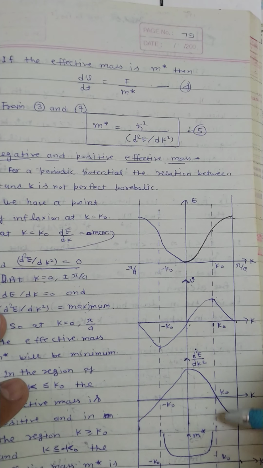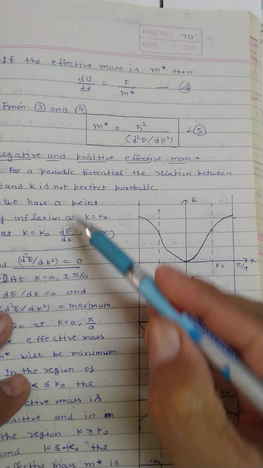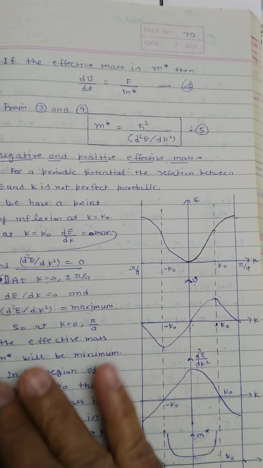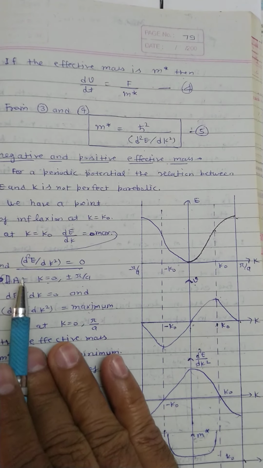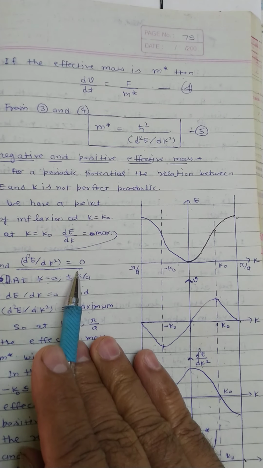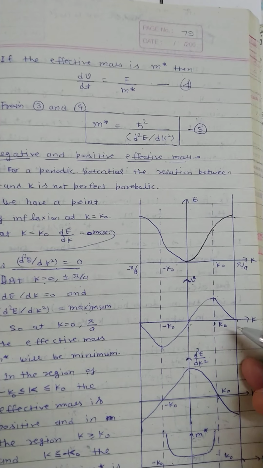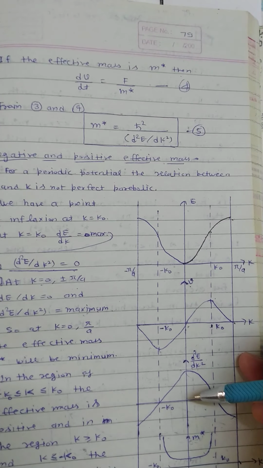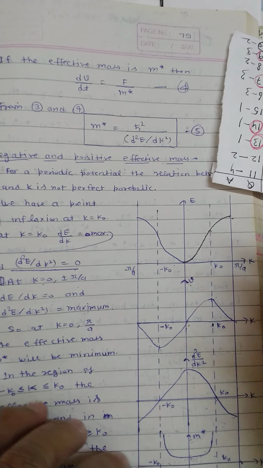Whatever I have told you by this curve, this is written in my text. I will send you the PDF. So those points where the double differentiation becomes 0, the effective mass goes to infinity, and that region in which it is negative, the effective mass is negative, and otherwise it is positive. This is what we have to learn.